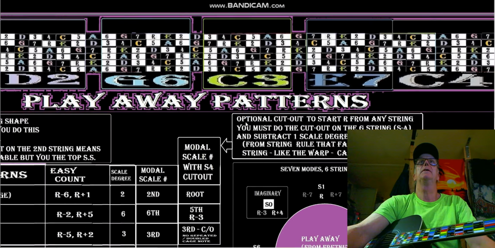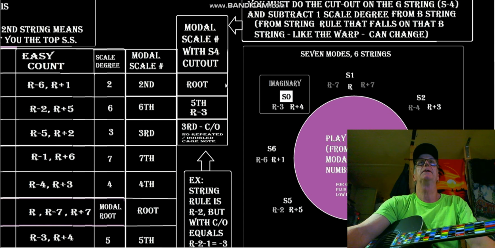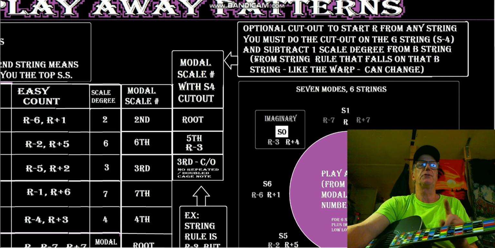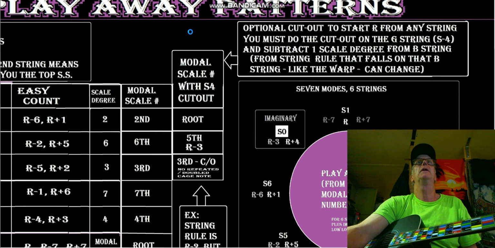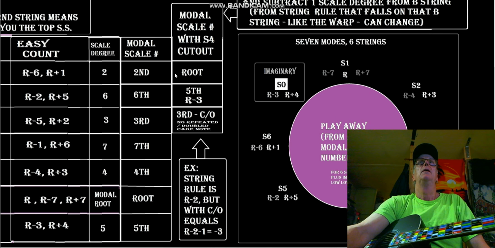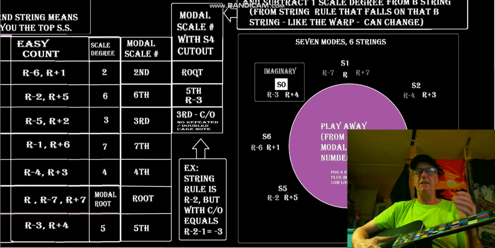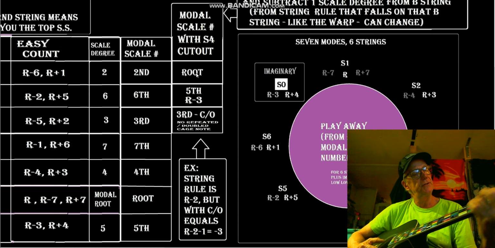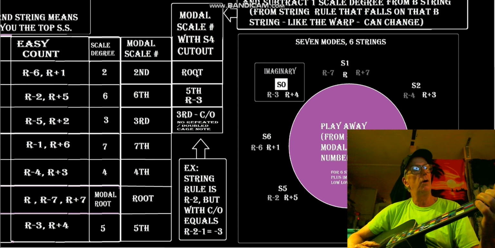So let's see how that plays out in the next chart here. I have the modal scale numbers right here. And as it says, the optional cutout is to start root from any string. You must, okay, that's a little stipulation, starting root from any string. But let's look at what we say over here. The root in the cutout is going to be the exact same. So it'll be root, 2, 3, 4, 5, 6, 7, root, 2, 3, 4, 5, 6, 7, root, 2, 3.